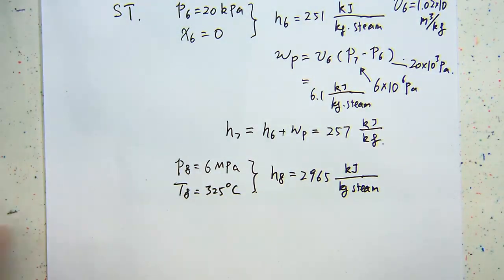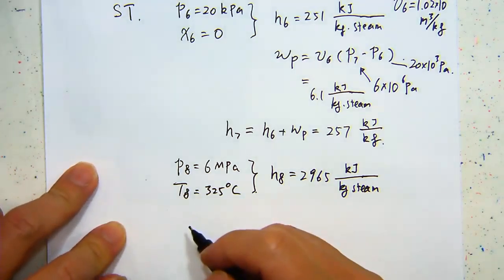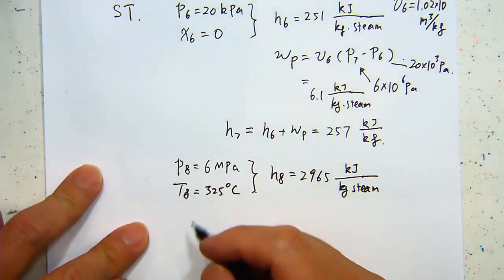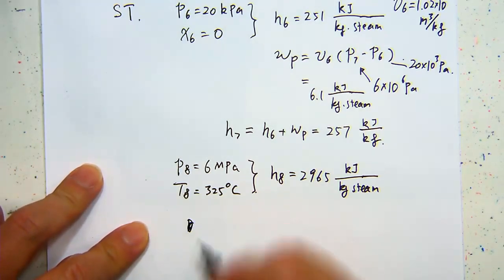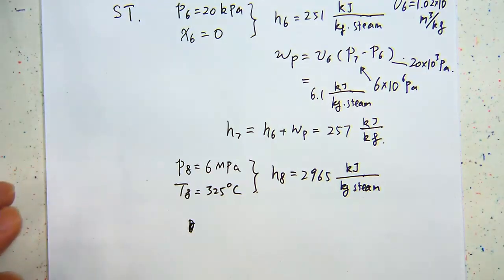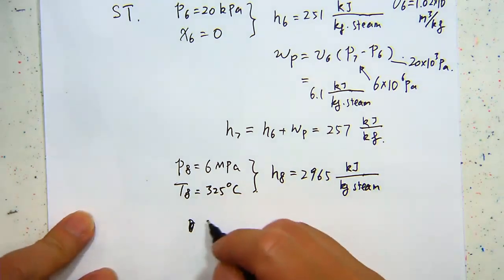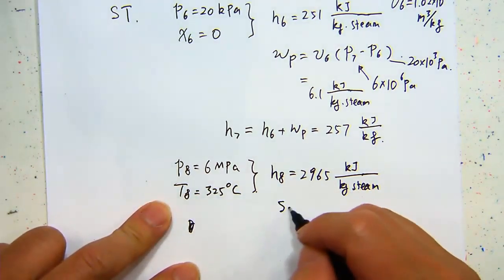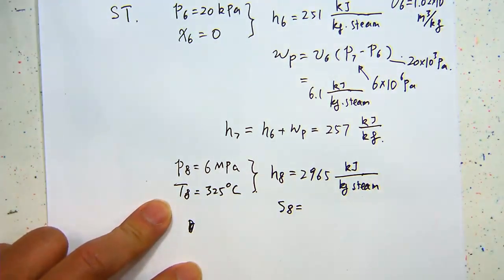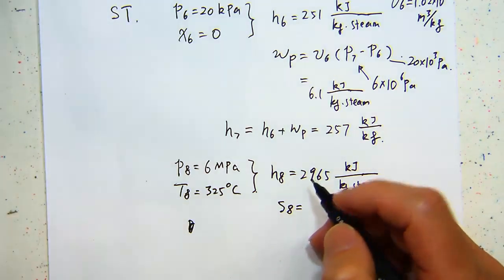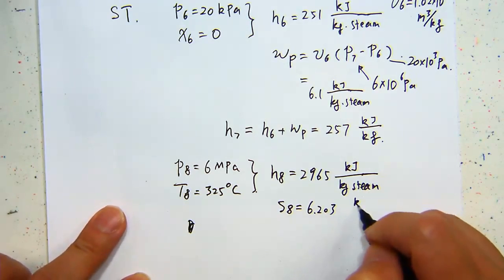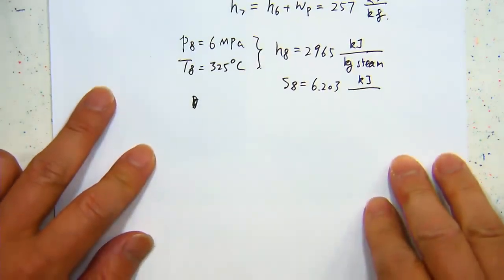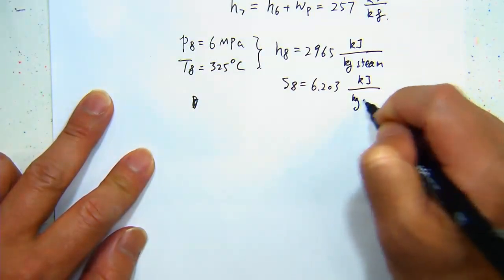And then we want to figure out state 9. And state 9, how do we know state 9? Entropy. Which means we need to figure out the entropy at state 8 first, right? So state 8 would be 6.203 kilojoule per kilogram per Kelvin.